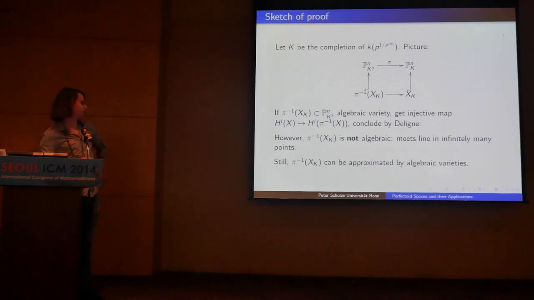But what you can still do is approximate this kind of fractal in projective space by algebraic varieties. That's because this guy is just defined by one equation, so to approximate, I just have to approximate one equation, and this I can figure out how to do. And in general, that's the point where the assumption enters that I have a complete intersection. If I could do this approximation in general, then the weight monodromy conjecture would fall in general. So it's enough to get algebraic varieties which are very close to this fractal.